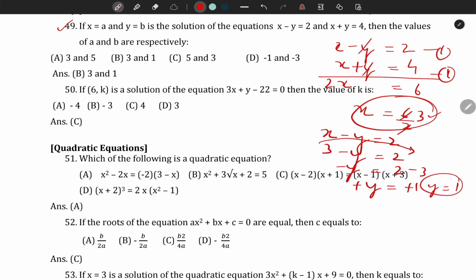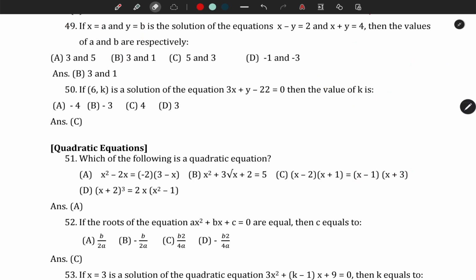So the correct answer here: x is a, which means it will be 3, and y is b. So instead of b it will be 1. So 3 and 1 are the correct answer.